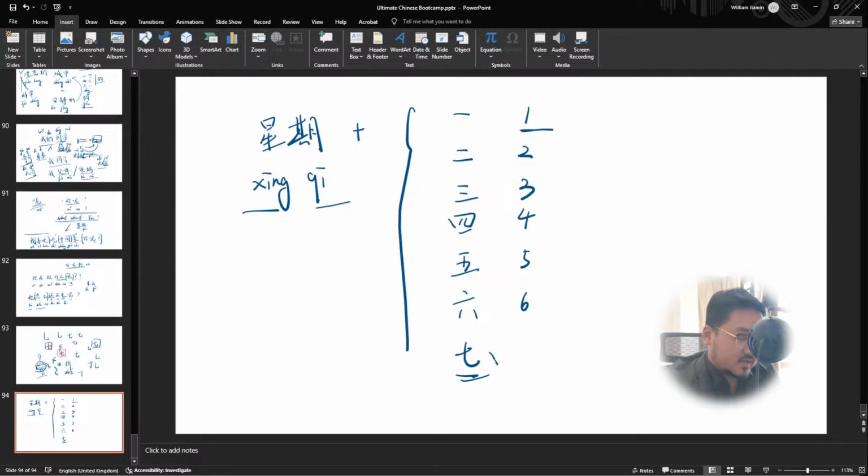So in Chinese, this is a common mistake. We call that 星期天 or 星期日. That's basically the seventh day of the week. So if you start with Monday, right?